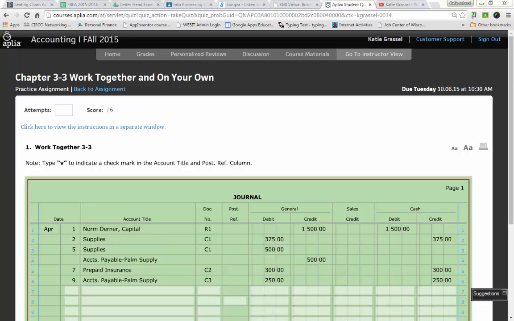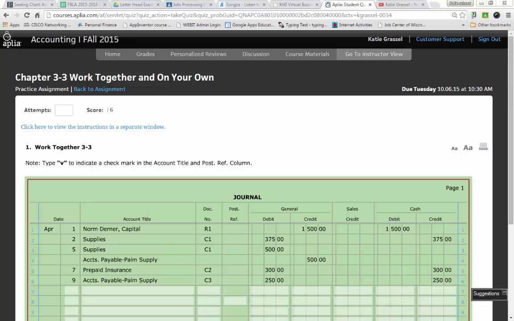When we have a transaction that goes on 2 lines, like for this example, line 3 and 4, we need to remember these go on 2 lines because we are not using any special column. Both are going to go in our general columns. We have to put our debit account first, followed by our credit account. So that's a quick review of what we did in 3.1 and 3.2.